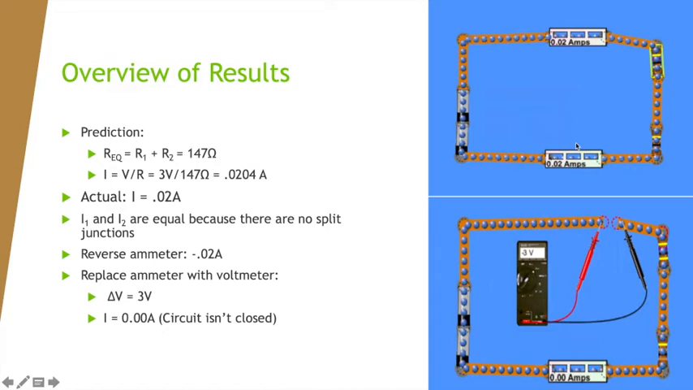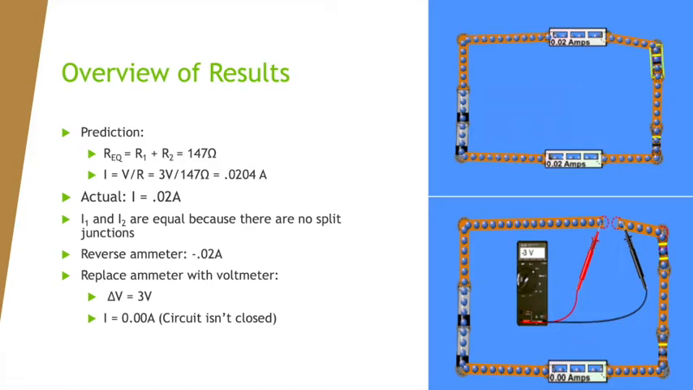So in the first diagram shown on the right, I predicted that the current would be 0.0204 amps using the calculations that I've shown. And the actual current was found to be 0.02 amps, which is very close to my prediction. And I1 and I2, which are the currents at ammeter 1 and ammeter 2, shown in the diagram on the right, are equal because there are no split junctions.